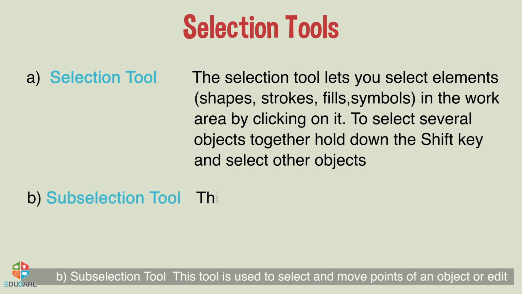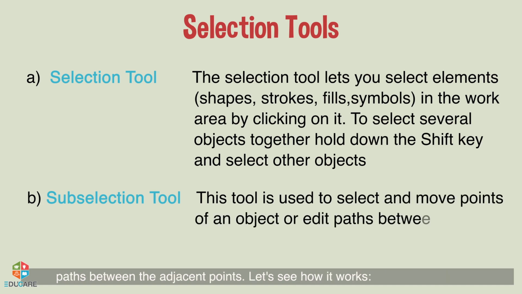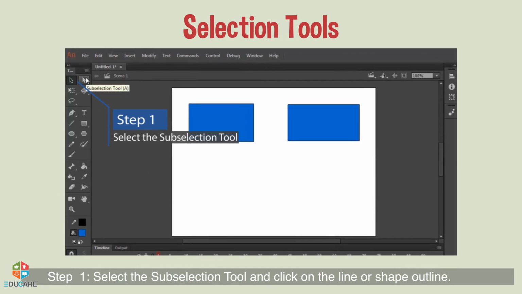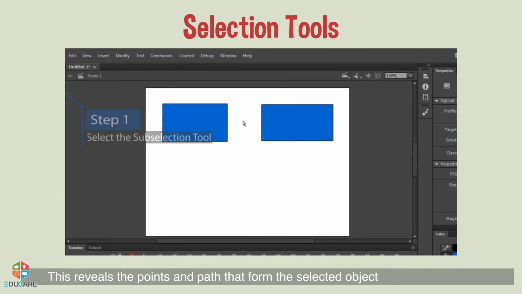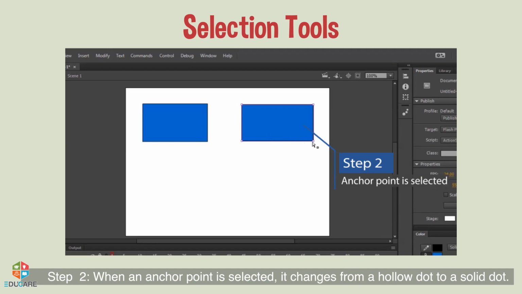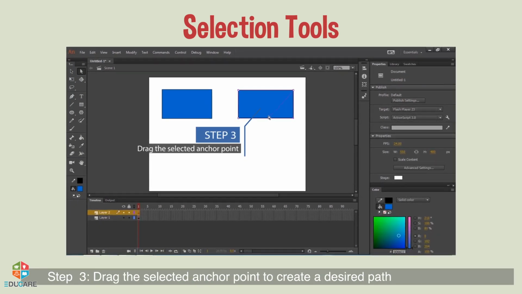Sub-selection tool. This tool is used to select and move points of an object or edit paths between the adjacent points. Let's see how it works. Step 1. Select the sub-selection tool and click on the line or shape outline. This reveals the points and path that form the selected object. Step 2. When an anchor point is selected, it changes from a hollow dot to a solid dot. Step 3. Drag the selected anchor point to create a desired path.